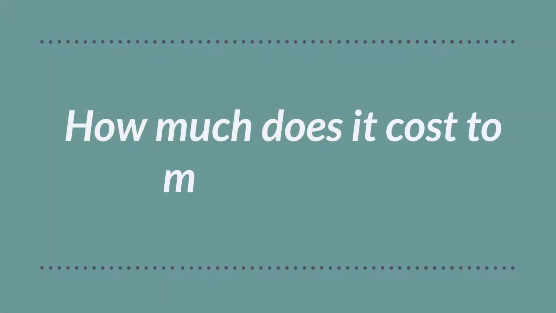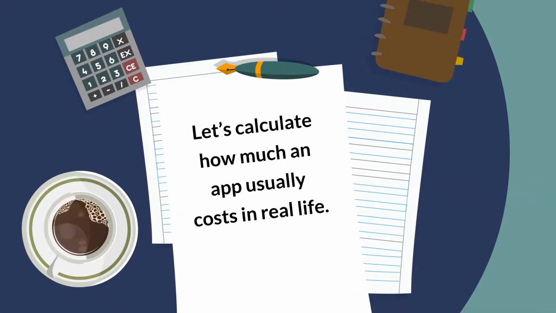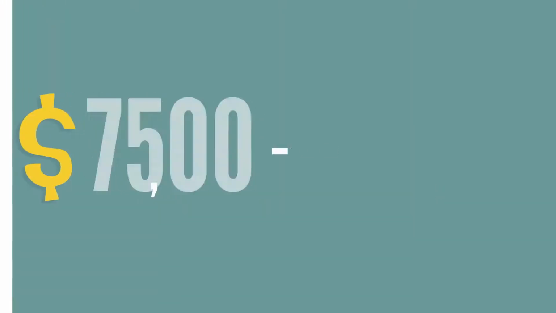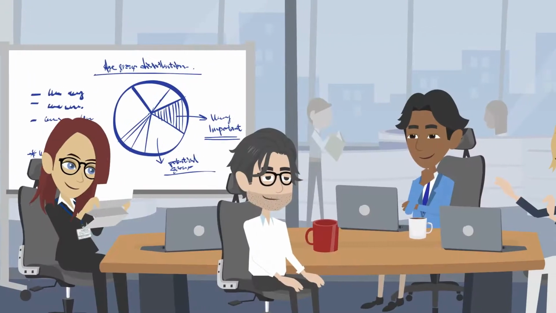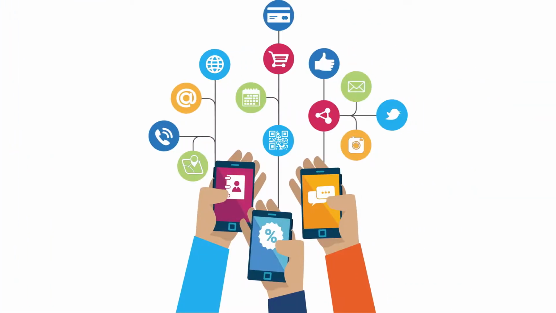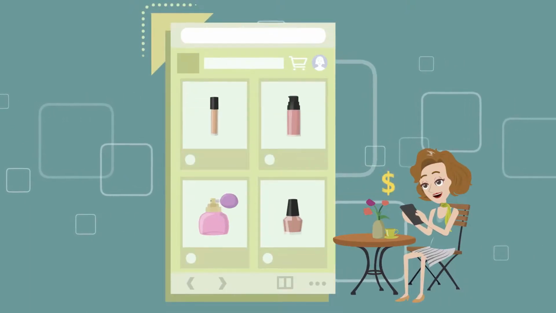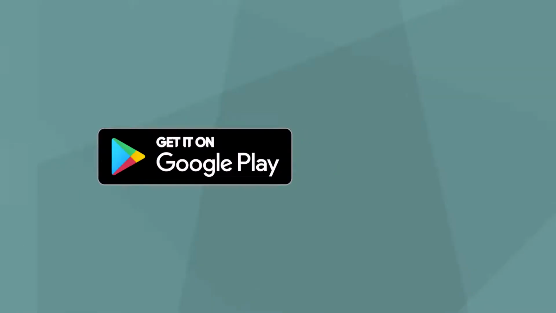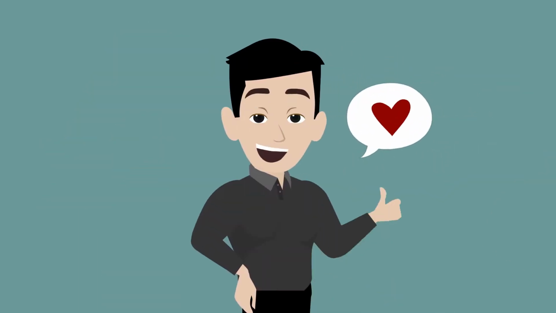How much does it cost to make an app? Let's calculate how much an app usually costs in real life. A small app with a basic set of features for a single platform may cost you around $50,000 to $80,000 and take around 4 to 5 months of active development. A medium-sized app may cost you around $50,000 to $150,000 plus. A large app will cost you over $200,000. And don't forget that if you want to create an app for both Android and iOS, you'll need to multiply the cost by 2.